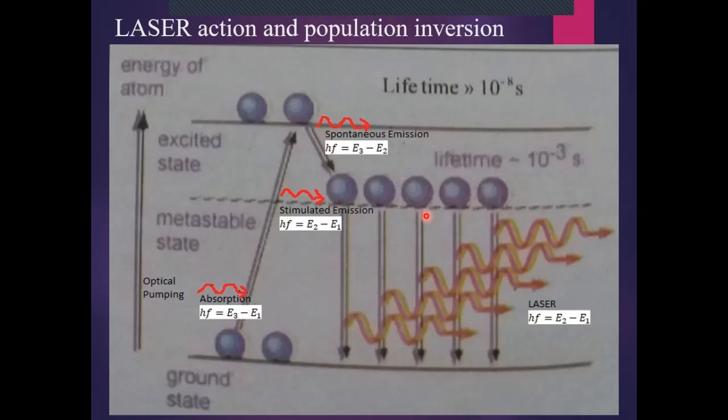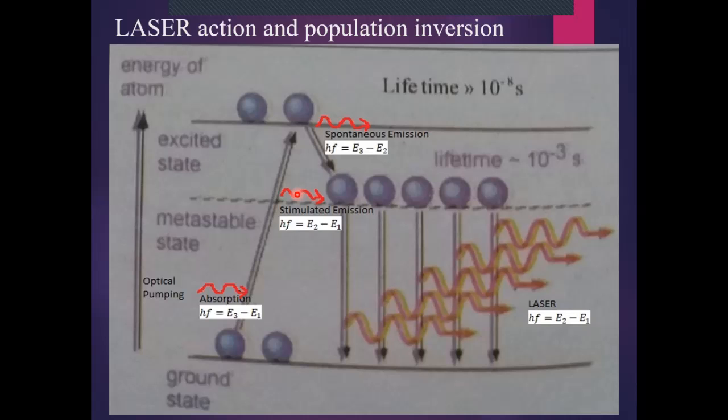Once the population inversion is achieved, initially these atoms spontaneously decay and emit a photon of energy hf equal to E2 minus E1. Then with the help of mirrors, these photons are reflected back into the laser cavity, which strikes the atoms or electrons in the metastable state and produces the stimulated emission phenomenon, due to which the laser action starts. So these are the topics which were discussed in the previous lesson.